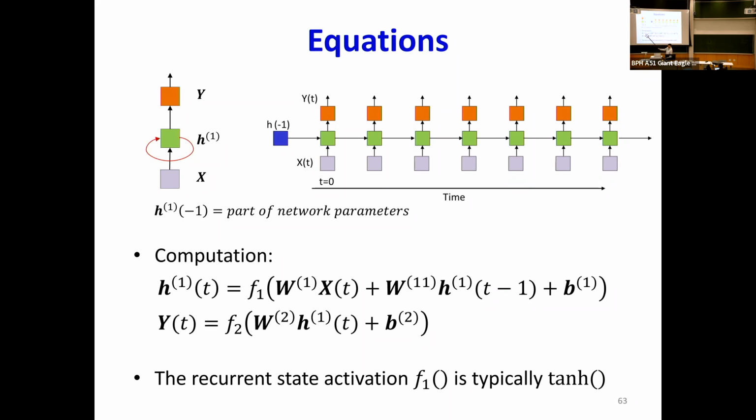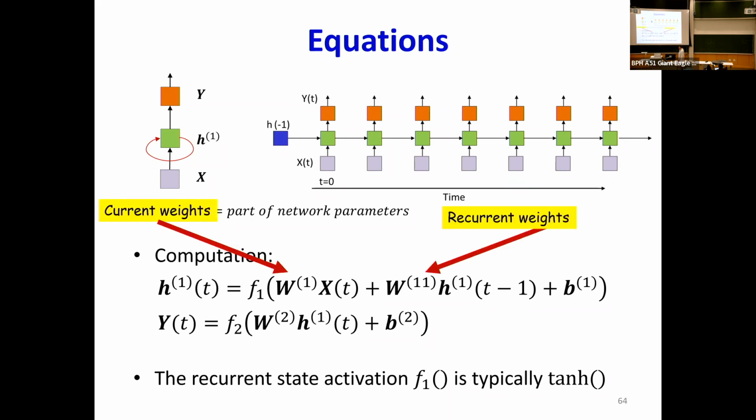The hidden state at time t is a weighted sum of the input at time t, the hidden state at time t minus 1, and a bias. And the output y is an activation f2 that applies on a weighted function of the hidden state and the bias. Now observe that there are two different kinds of weights over here.